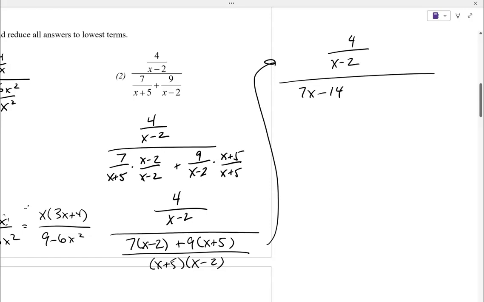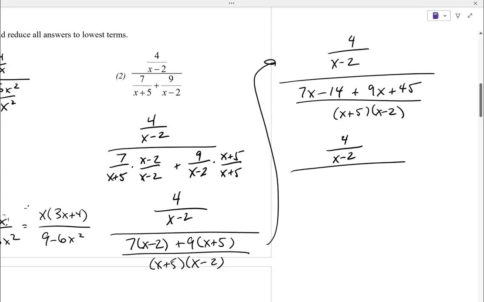So if we distribute that 7 through, we get 7x minus 14. Distribute that 9 through, we get 9x plus 45. What do you get in the top of the bottom? I know it sounds weird, right? What do you get for the numerator of this fraction that we're working on right now? 16x plus 31 when we combine our like terms. Okay.